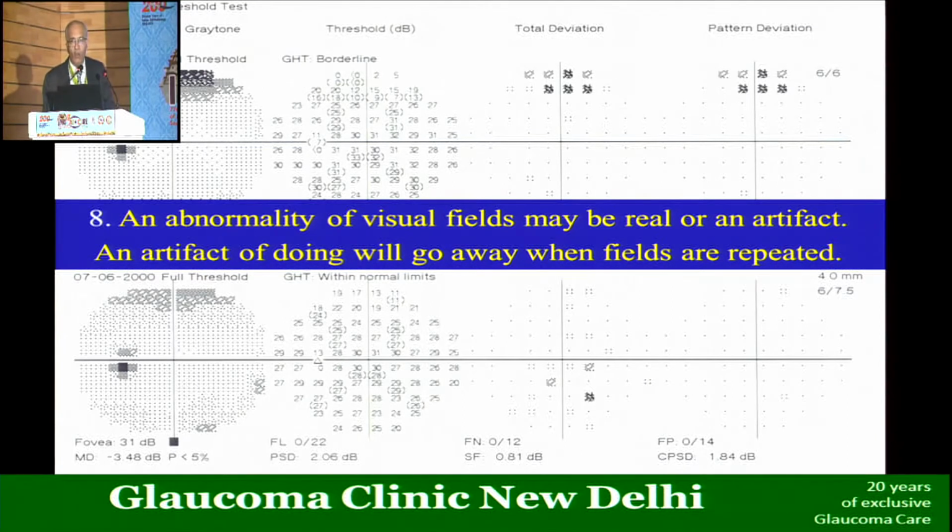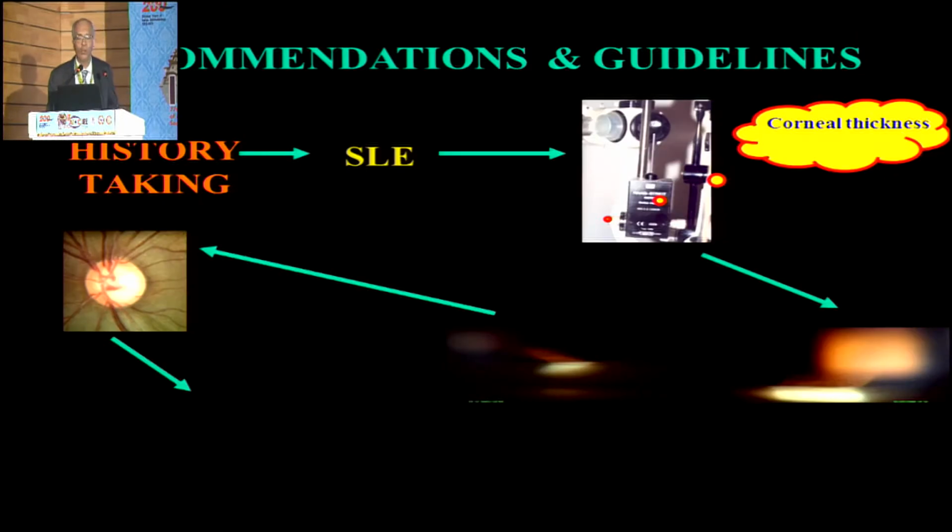If it is an abnormality of doing, it will go away if you repeat the field. So this is a patient who had a lid artifact, the lid was taped up, and the field defect, the superior paracentral scotoma, has disappeared. So make sure that there's a clinical correlate and you repeat.